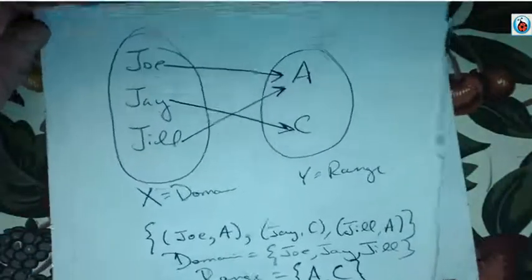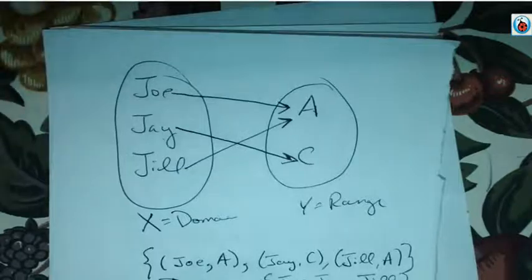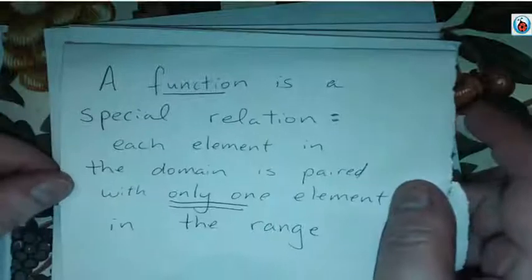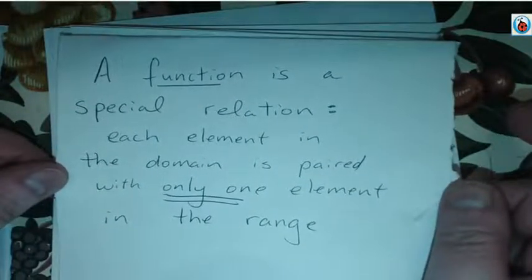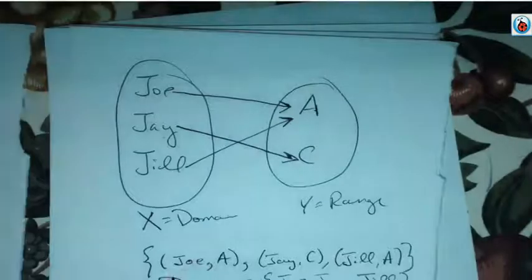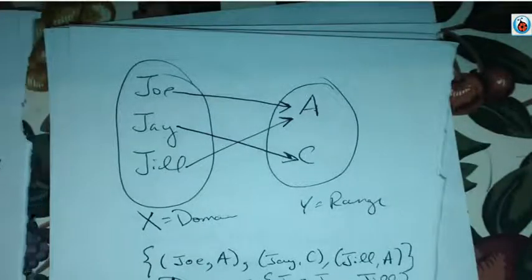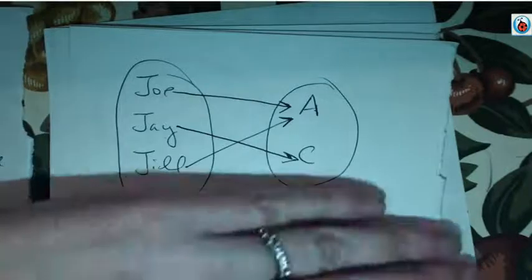Okay. What about this? Is that a function? Yes or no? What do you think? A function is a special relation. Each element in the domain is paired with only one element in the range. Is that a function? Yes or no? The answer is yes. Okay, let's check.